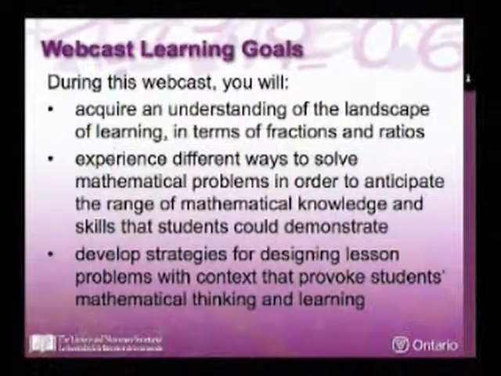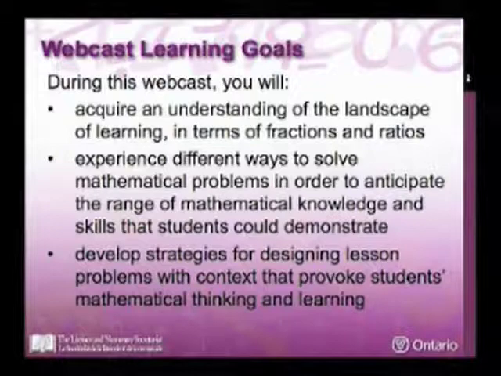This webcast will show ways that mathematics educators can deepen their understanding of teaching through problem solving. More specifically, during this webcast, you will acquire an understanding of the landscape of learning in terms of fractions and ratios. Experience different ways to solve mathematical problems in order to anticipate the range of mathematical knowledge and skills that students could demonstrate. You'll develop strategies for designing lesson problems with contexts that provoke students' mathematical thinking and learning.